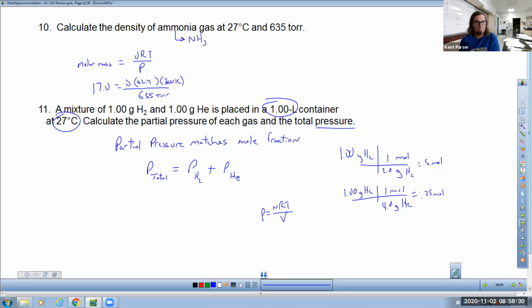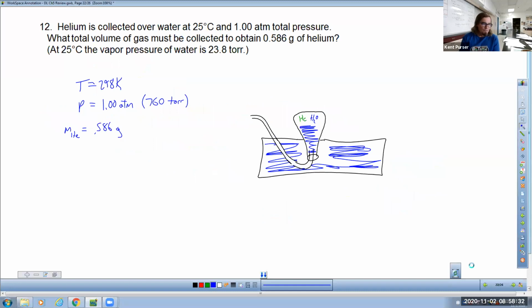I'll move on. Question number 12, is this the last one, I hope? Helium is collected over water at 25 degrees Celsius and 1 atmosphere total pressure. What total volume of gas must be collected to obtain 0.586 grams of helium? Man, this just sounds like the free response question on the test, doesn't it?